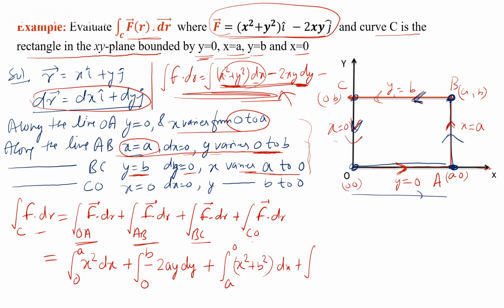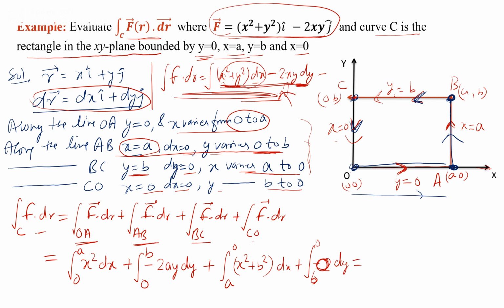And similarly for the line CO, x is 0 here, and dx is 0, and y varies from b to 0. So here we put x equal to 0, dx is 0, so we write minus 2, that integral becomes 0 because in the place of x we put 0.